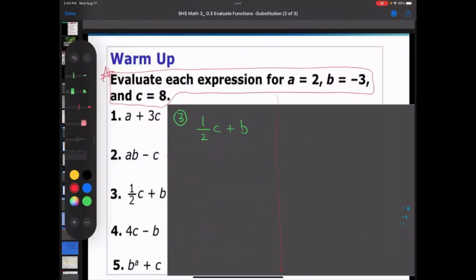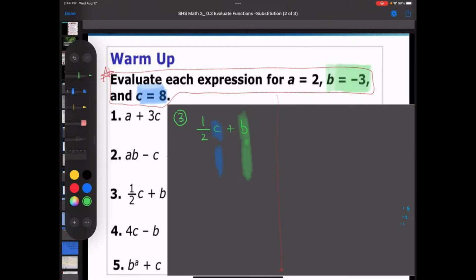All right, let's go over this example of evaluate each expression. A is 2, B is -3, and C is equal to 8. We're doing question number 3. And in this question, I only see B and C, so I don't need A. If you have highlighters, super helpful. So the B value, we'll do green, is -3. Every B value, I'm going to put in here, -3. And every C value I'm going to put in as 8.